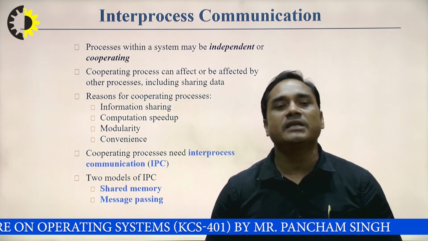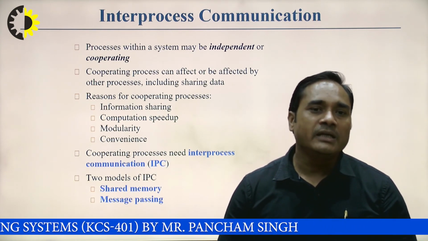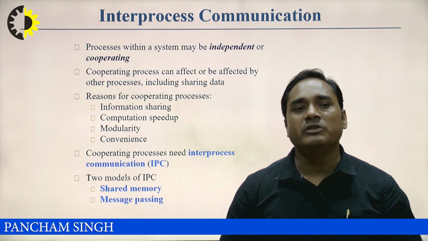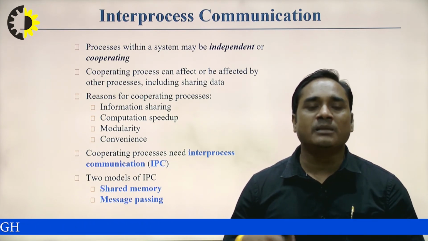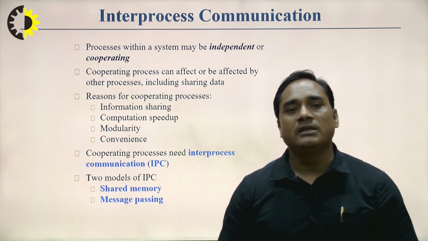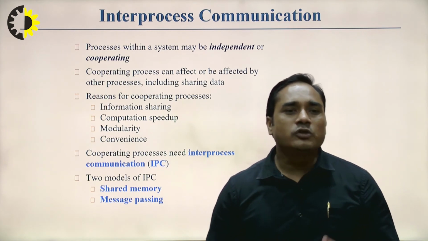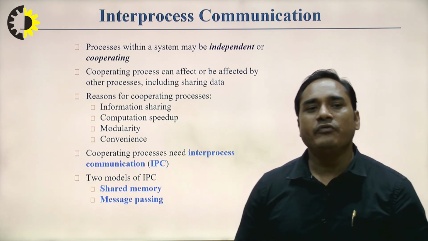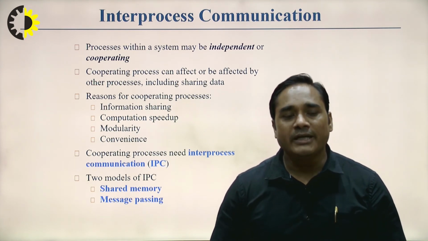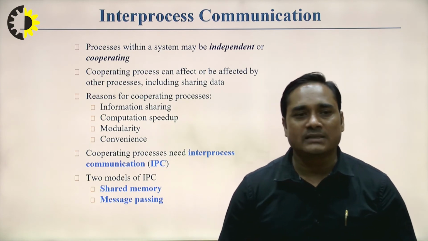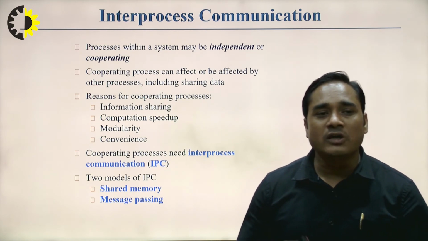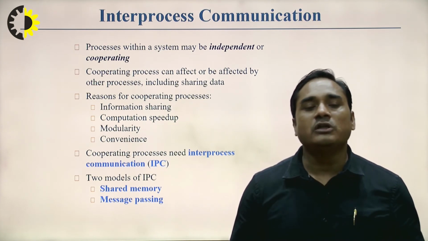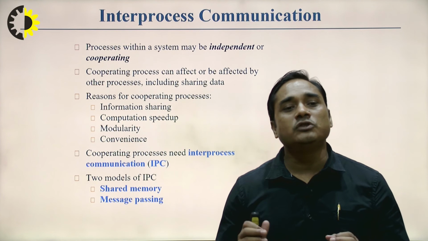So definitely we have discussed here that whatever data or information a cooperating process is sharing must be cooperated on by the other process so that it can be used by that particular process. So what are the reasons for using cooperating processes? Information sharing is a very important task here. Computation speedup, modularity, convenience. So these are the reasons for which we use cooperating processes.